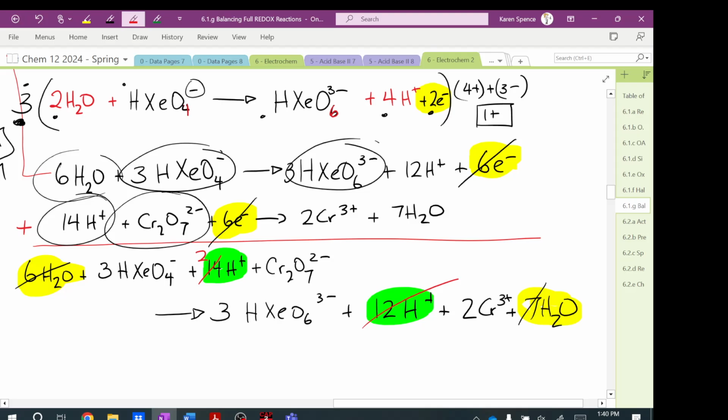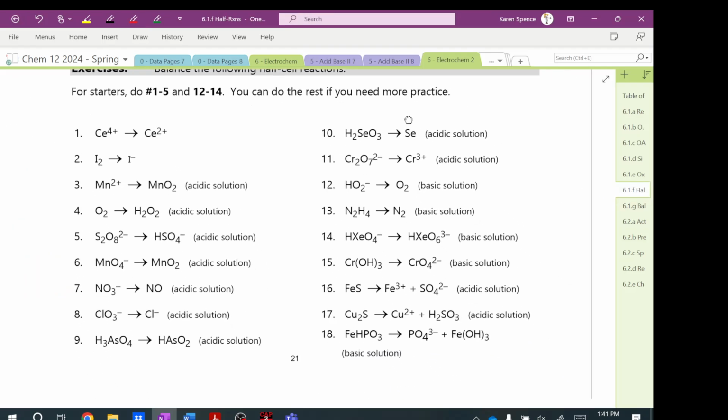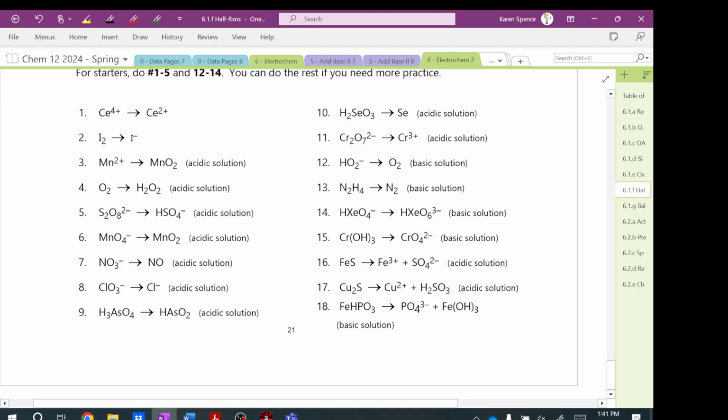And I think we're out of time, aren't we? Yeah. So your homework is page 21, numbers 1 to 9. No, page 21, odd. Yes? And then tomorrow we'll come back to balancing overall reactions. Okay? So page 21, odd numbers. Those are all half reactions. You should see electrons.